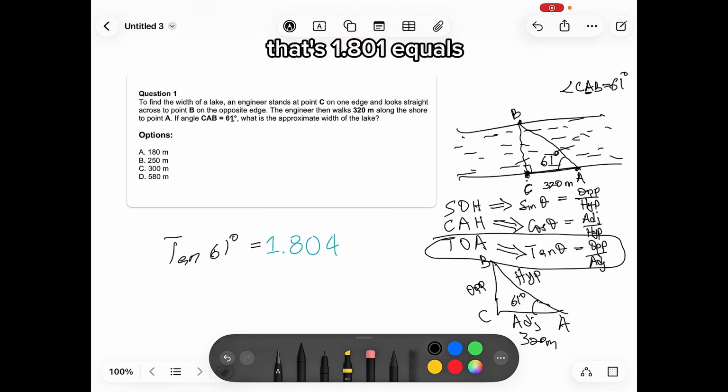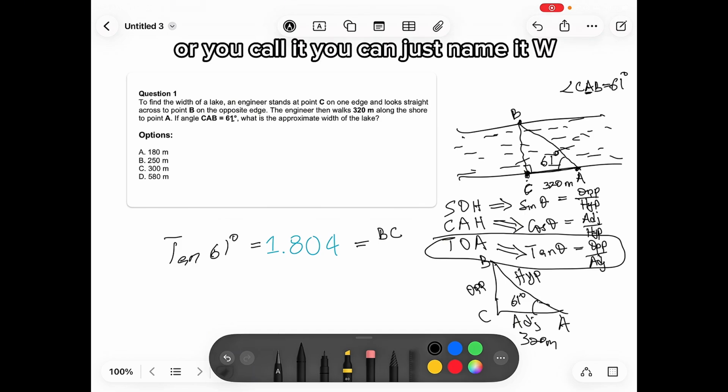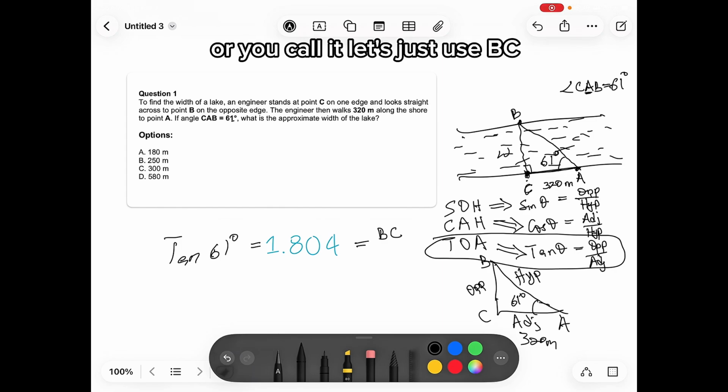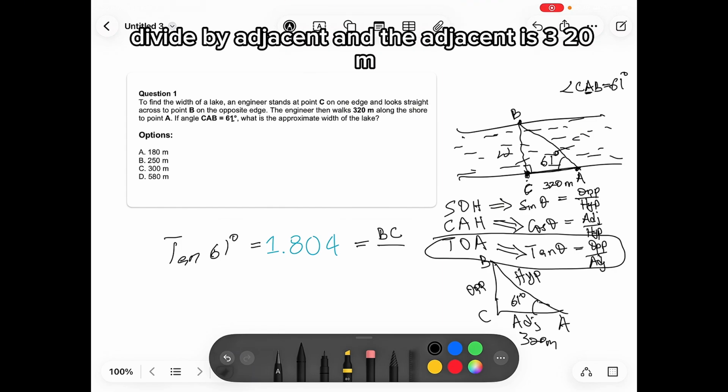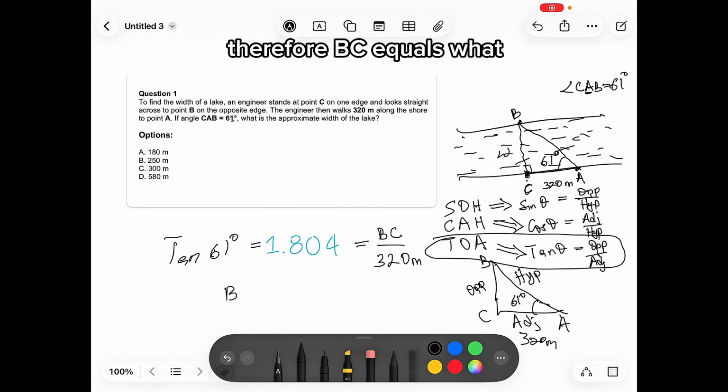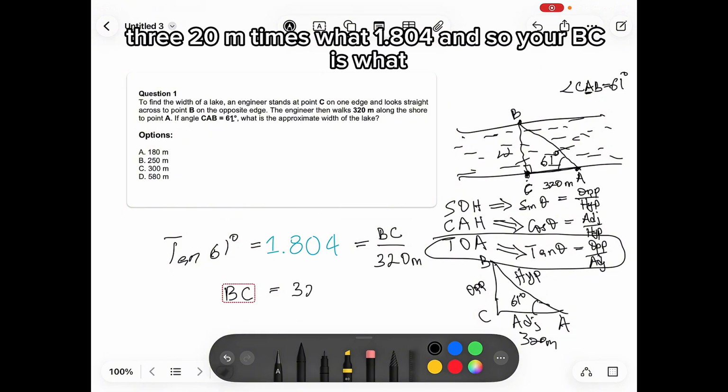That's 1.801 equals opposite, which is BC. You can just name it W, or let's just use BC. That's opposite, right? Divided by adjacent, and the adjacent is 320 meters. Therefore, BC equals 320 meters times 1.804.